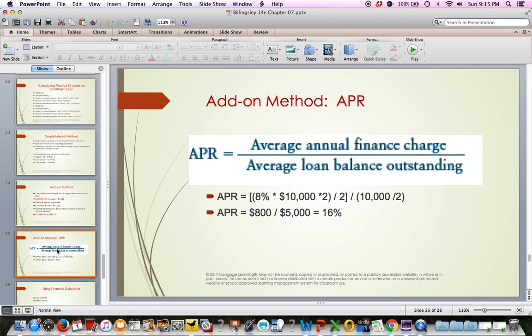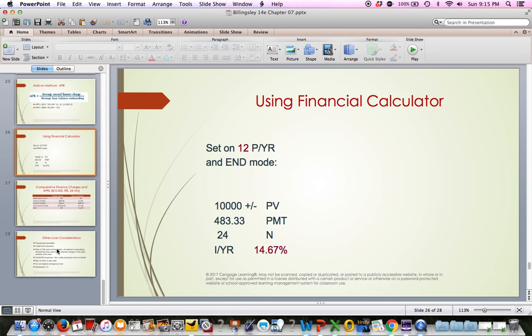The bank or the lending institution has to disclose to you what the methods are, so that you know that. They have to tell you that. You have to sign documents saying that you understand how this is all being calculated. So they're never trying to hide that from you. They have to tell you.